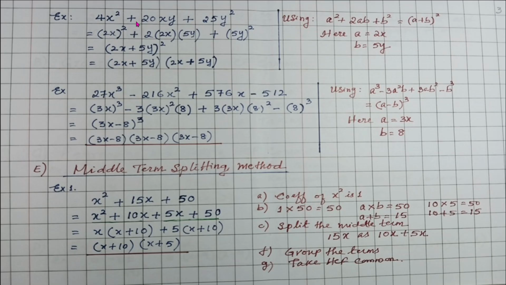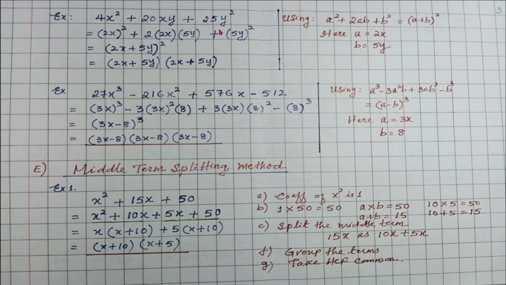4x square is (2x) square, 20xy is 2 into 2x into 5y, 25y square is (5y) square. So it is of the form a square plus 2ab plus b square. Now I can apply this identity, a plus b whole square. Here a is 2x, b is 5y, therefore it is (2x plus 5y) whole raised to square, and therefore the factorization is (2x plus 5y) into (2x plus 5y).